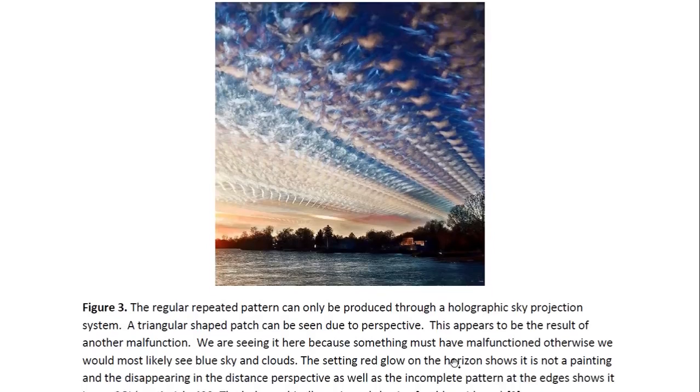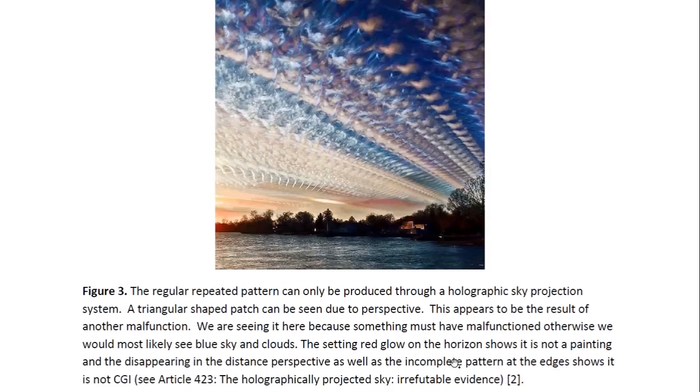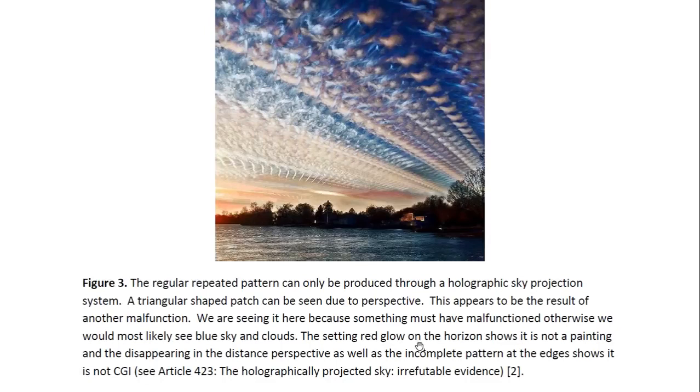So this appears to be the result of another malfunction. We are seeing it here because something must have malfunctioned, otherwise we would most likely see blue sky and clouds. And the setting red glow on the horizon, you can see it there, shows it's not a painting, and the disappearing in the distance perspective as well as the incomplete pattern. See, it's incomplete there at the edge, shows it's not CGI. You may look at article 423 entitled The Holographically Projected Sky Irrefutable Evidence.